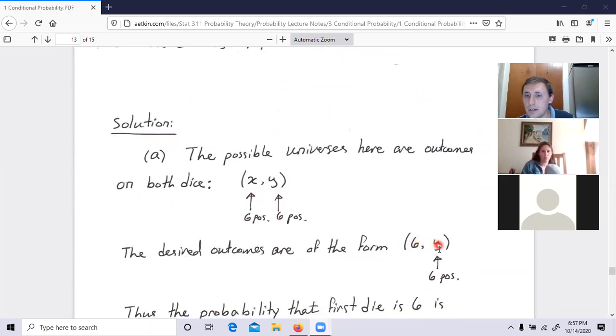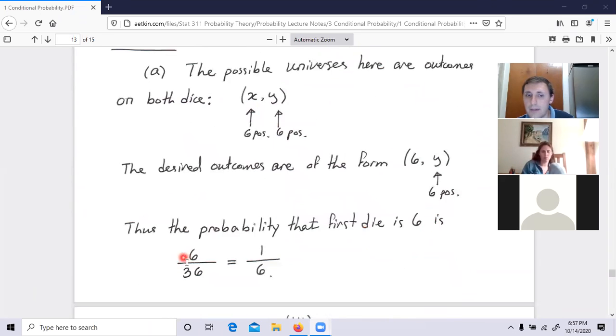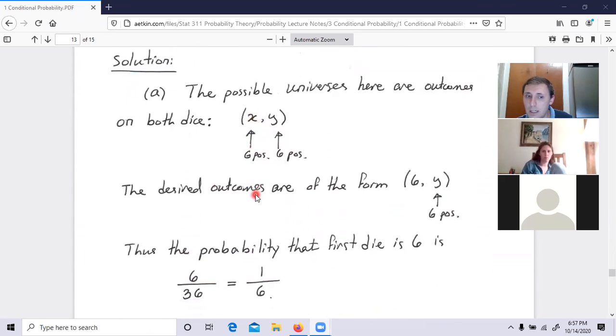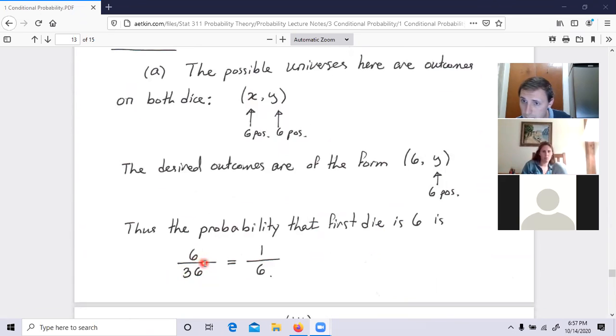And 6 times 6 possibilities is the number of universes, right? So you have 6 over 36: 6 universes with the desired outcome, with the feature that the first die is 6, over 36 possibilities. So 6 over 36. Good? Don't simplify it for a moment. Just keep it as 6 over 36.